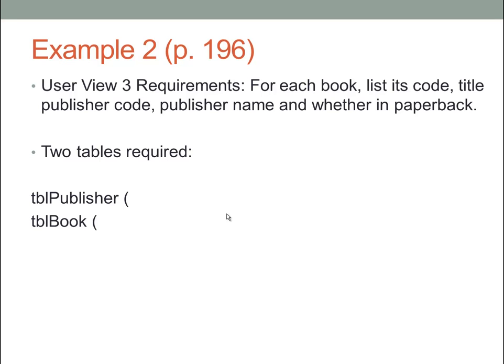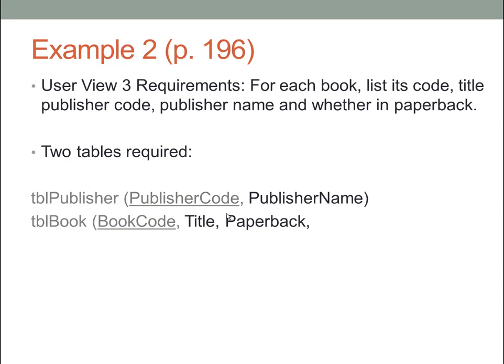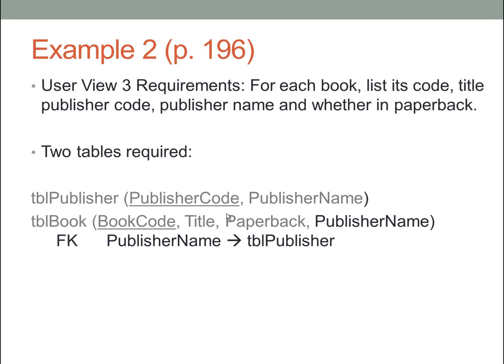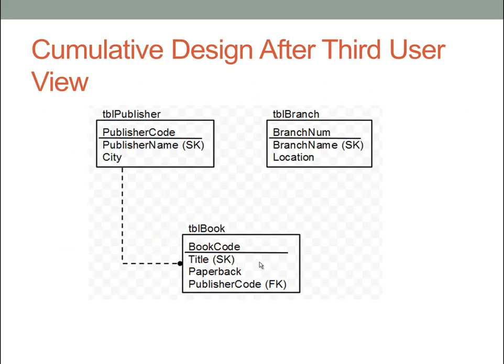After I've determined what the tables are, I'm going to determine what the primary keys are for each of those tables and what other fields are required in those tables in order to meet the user needs. I may then determine that there is some functional dependency, so I'm going to need that publisher name in the book table in order to create the relationship. I have a foreign key of publisher name functionally dependent on the table publisher. And then I merge it into my cumulative design.